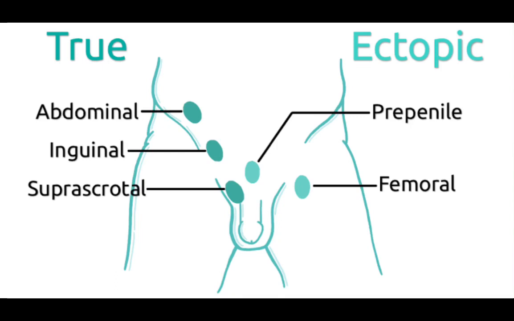Ectopia testis is where the testis leaves the abdomen but does not reach the scrotum, because of the pull of the gubernaculum. It may not reach the normal site in the scrotum, and it may be present in front of the penis, which is called prepenile, or it may be seen in the femoral region also.